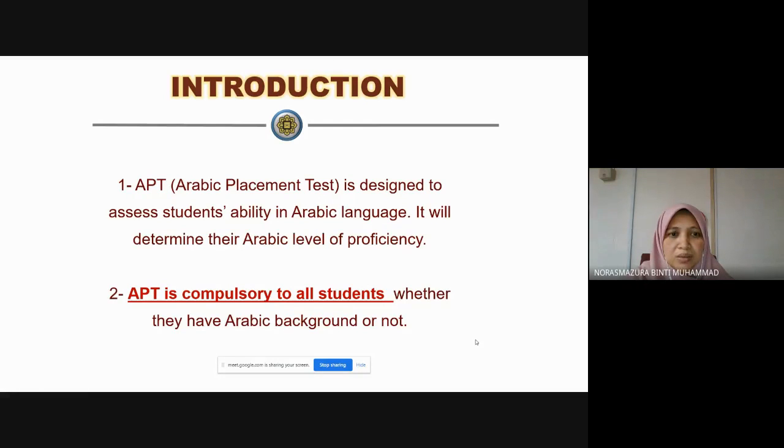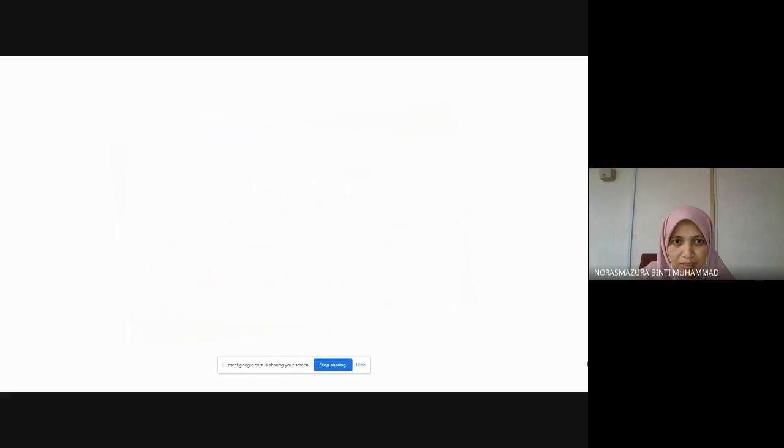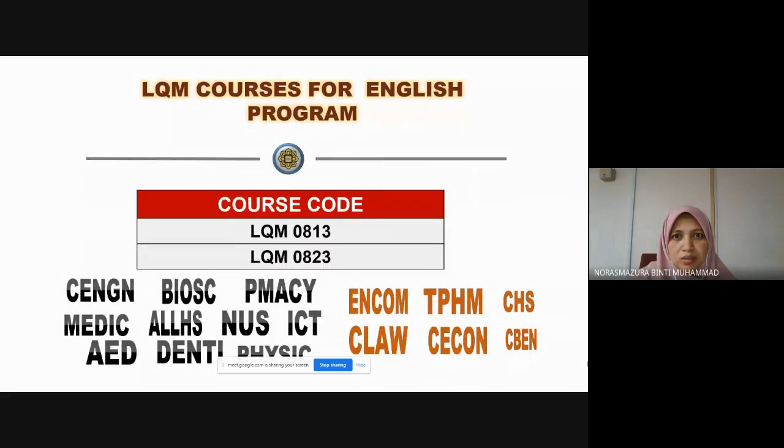APT is designed to assess students' ability in the Arabic language. It will determine their Arabic level of proficiency. APT is compulsory for all students, whether they have an Arabic background or not. Quranic language is a requirement to graduate from CFS. Next, LQM courses for the English program, I mean, for the English medium program.